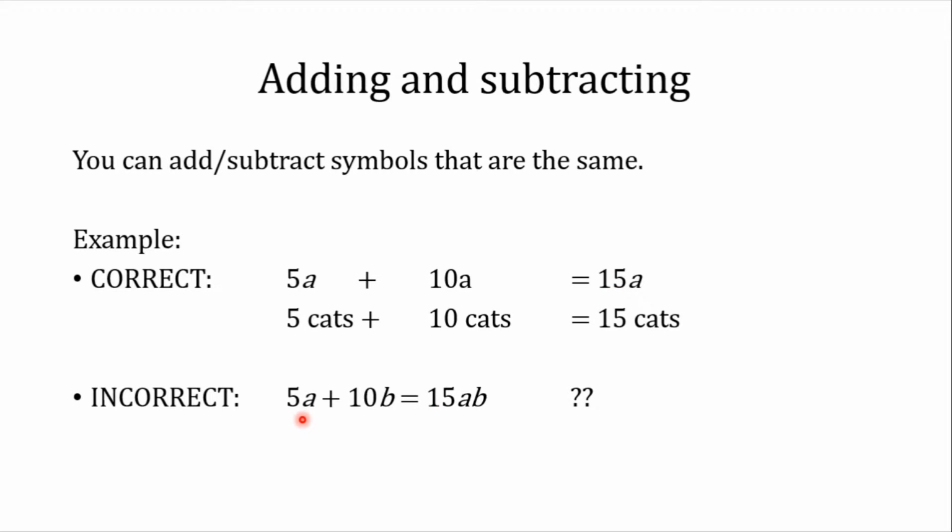But if we were to add, for example, 5a, or 5 cats, plus 10b, where b is dogs, we would get 15ab, which doesn't really make sense, because a is for cats and b in this example is dog. So 15ab is cat dog. That's a totally different animal. So we can't add symbols that are different. We can only add or subtract symbols that are the same.